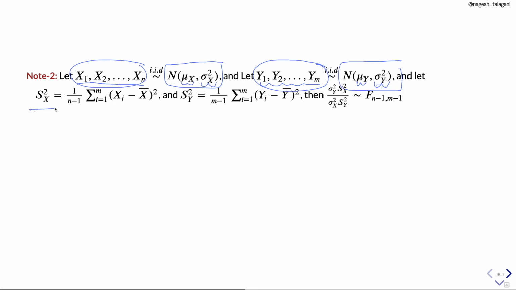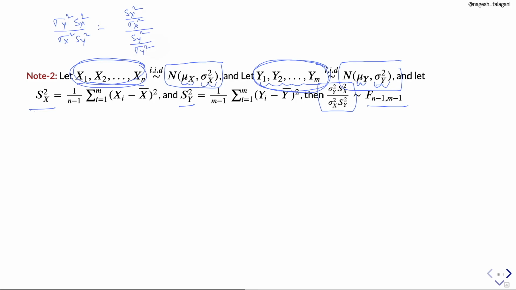Okay, so this sx square is the sample variance of this random sample, and sy square is the sample variance of this random sample. Then sigma y square sx square by sigma x square sy square follows the f distribution with n minus 1 and m minus 1 degrees of freedom. Okay, it's easy. Let me prove this. Here sigma y square sx square by sigma x square sy square, I can write like this: sx square by sigma x square by sy square by sigma y square.